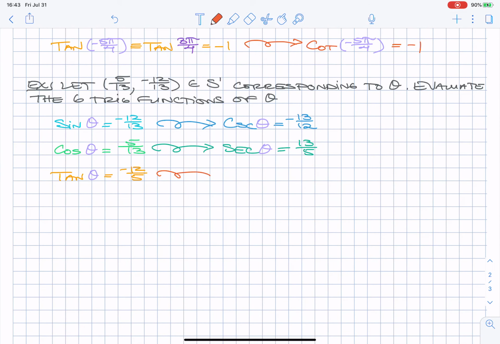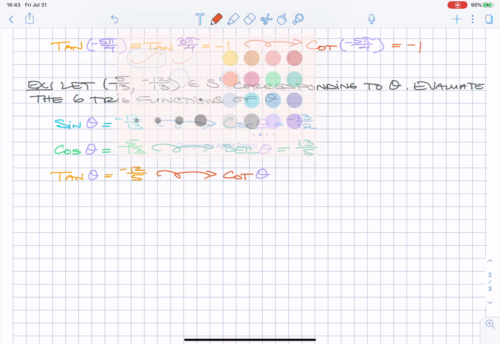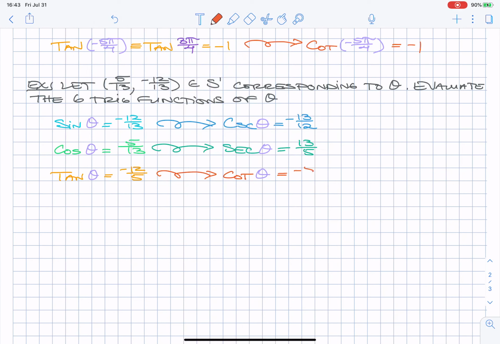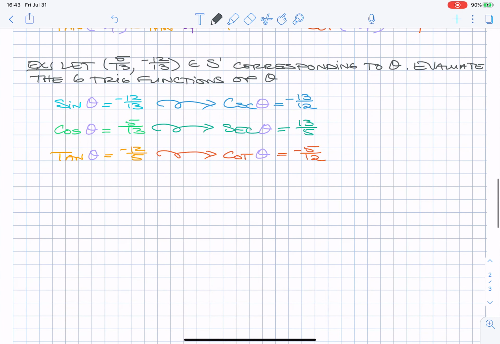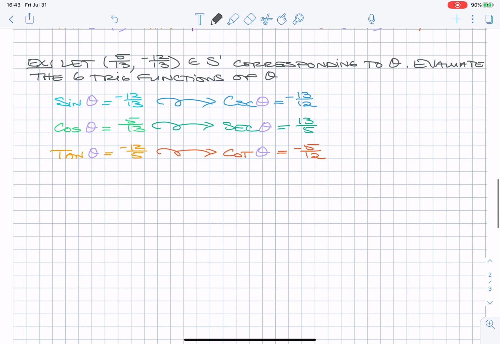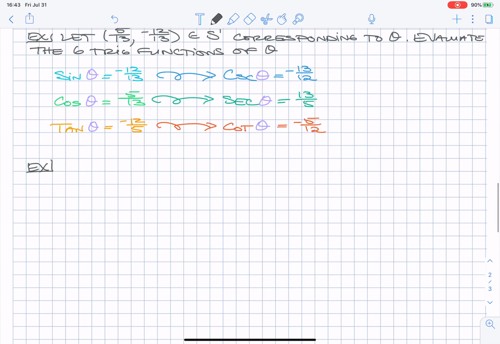And the reciprocal function, cotangent of theta. I'm going to flip tangent upside down, so I get negative 5 over 12. And there we are. Those are the 6 trigonometric functions. If I know the point, but not necessarily the angle, as long as the point is on the unit circle, I know x and y, which means I know cosine and sine.